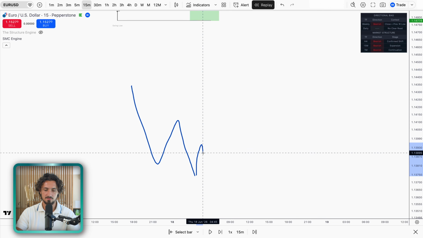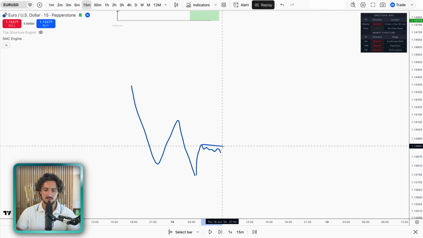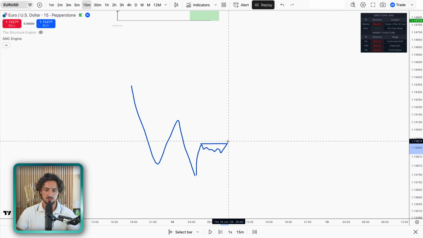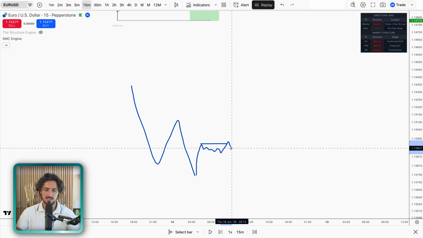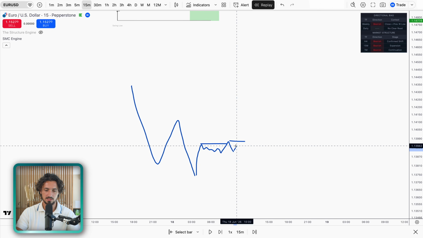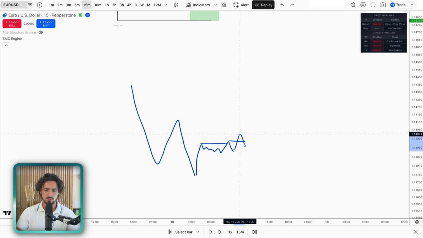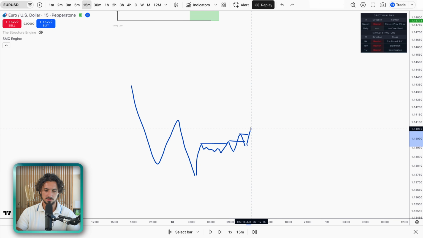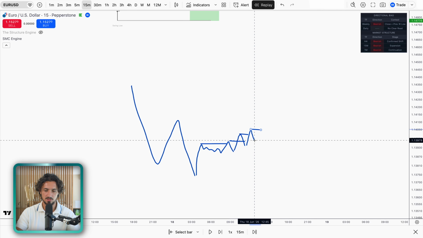So we come in, we have Asia session high is right here. Now what? Do you just sell as soon as you hit Asia high? So you sell, your stop loss goes here, and then you take a stop loss. You sell again, stop loss goes here, you take a stop loss.